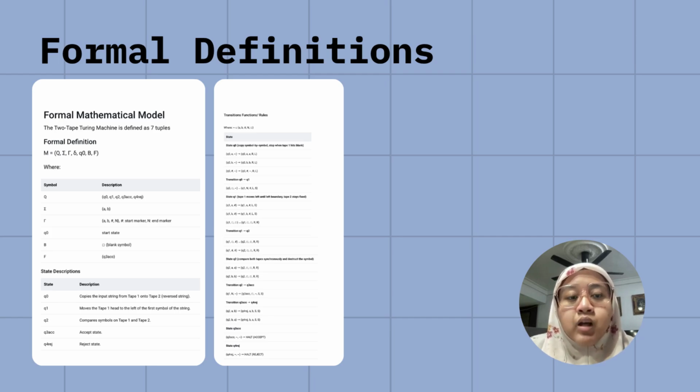In this state, tape 1 moves back toward the beginning of the input, while tape 2 remains positioned for comparison. Next, in state Q2, the machine compares the symbols from both tapes simultaneously. If the symbols match, they are erased and the machine continues moving forward. If all symbols match until the end marker is reached, the machine enters Q3 acceptance and accepts the input. However, if a mismatch occurs, such as comparing A with B or B with A, the machine moves to Q4 rejection and rejects the input.